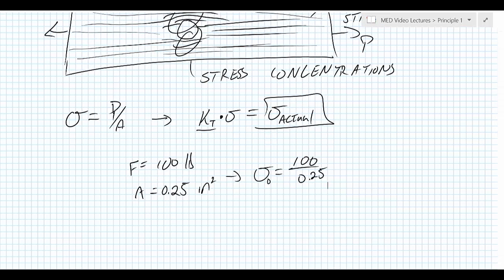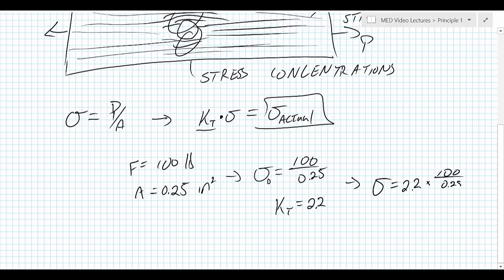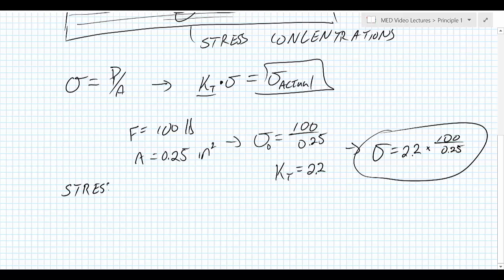But considering we have this hole, we look at the figure and find out that KT for that hole needs to be about 2.2. Therefore, our actual stress value that we want to use when we start computing principal stresses is going to be 2.2, that's the KT, times that 100 over 0.25. And that will be the actual stress value we want to use.